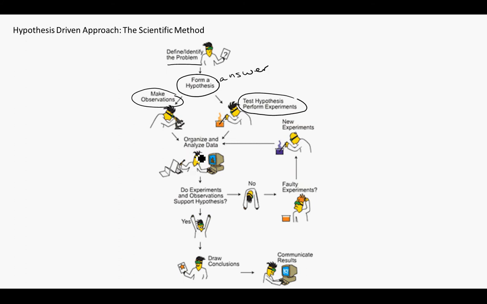Then after the experiment or the observations, you're going to organize and analyze the data that you were given. And from this organization and analysis of the data, you're going to get a certain result. And that result might mean that you have to go back to the drawing board and improve your experiment or do more observations. Or the result might be that you have an actual answer to your question. You draw a conclusion.